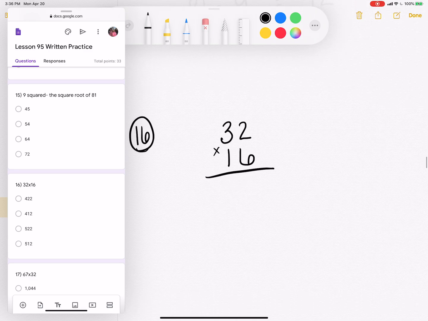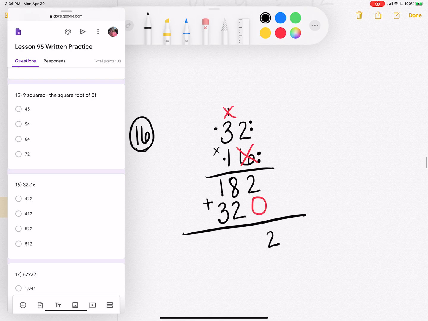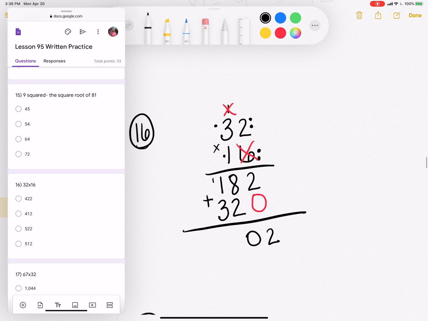16, 2 by 2. 2 times 6 is 12. 6 times 3 is 18. Do 3 things. 1, 2, 3. 1 times 2 is 2. 3 times 1 is 3. And add 2, 10, 4, 5.